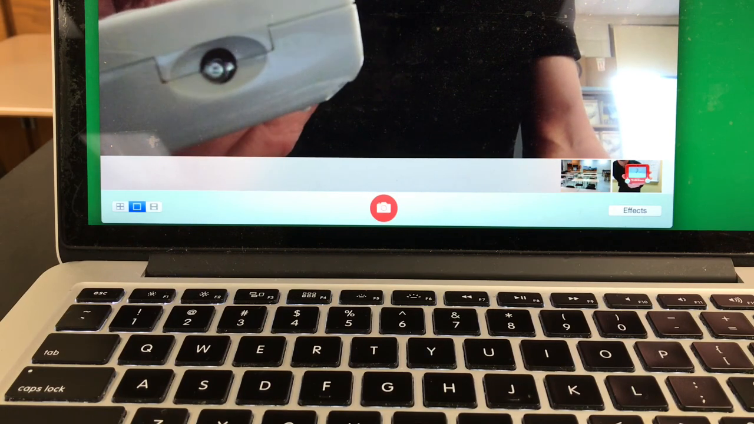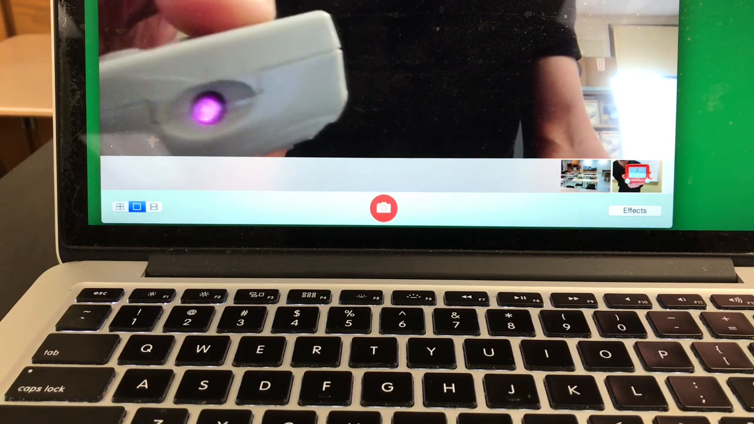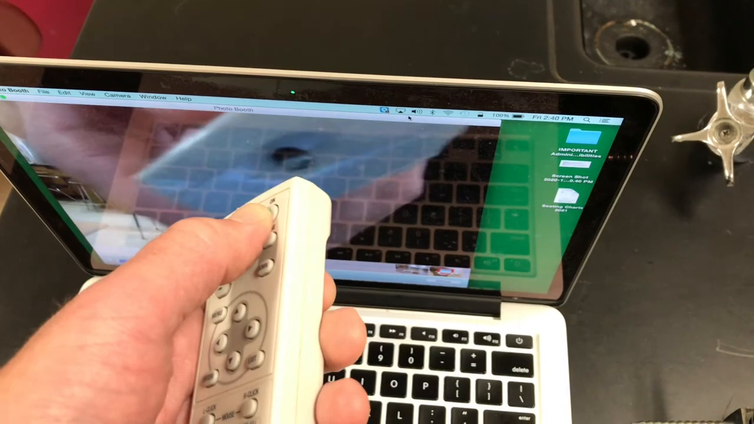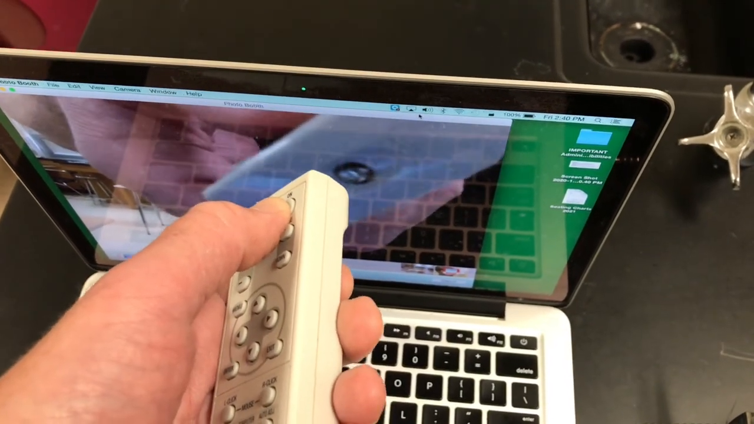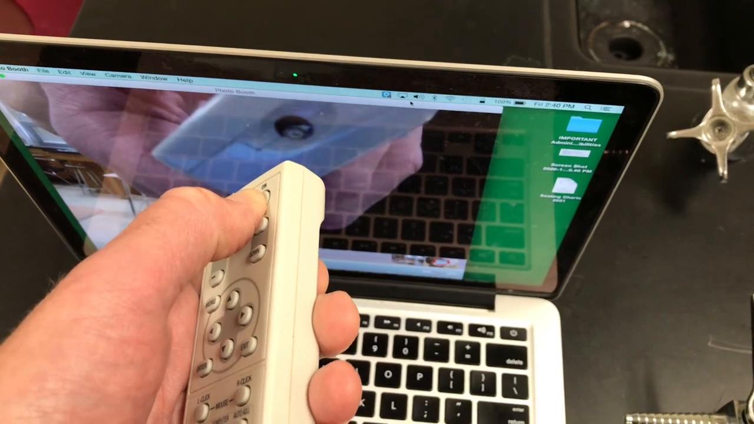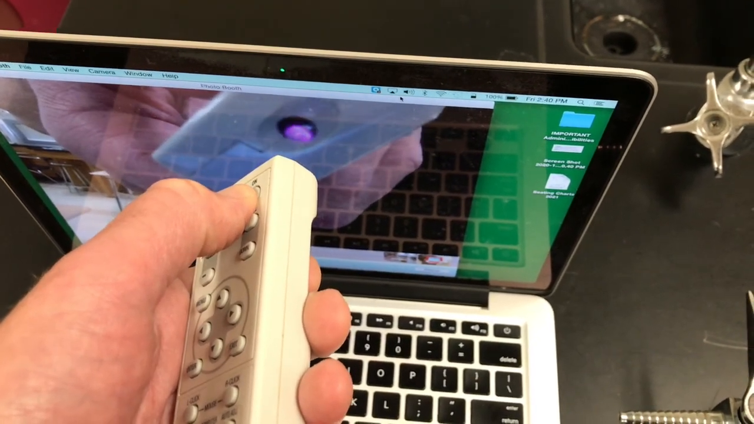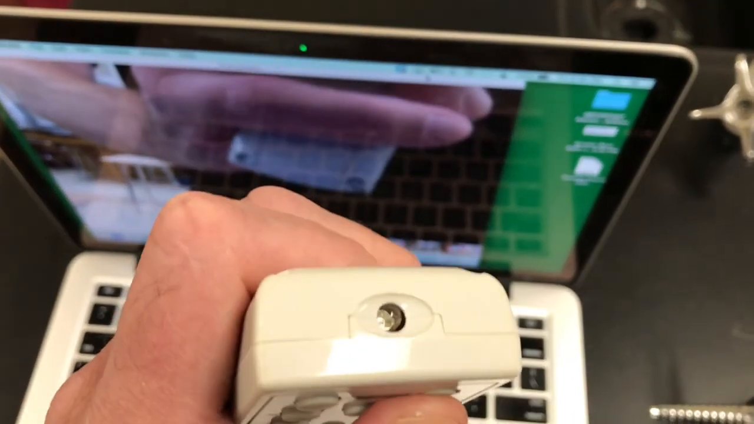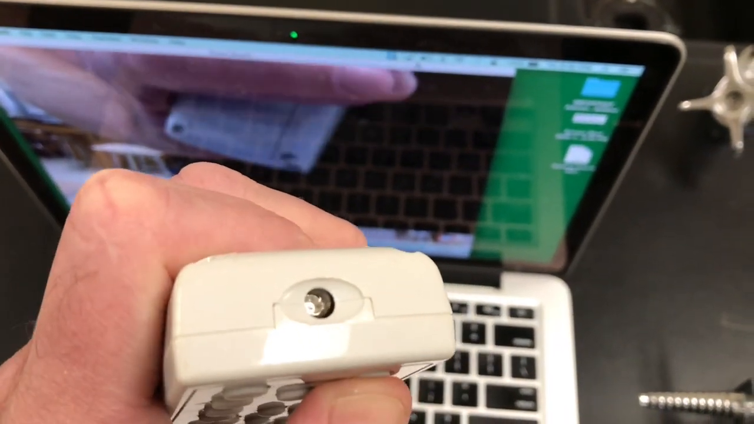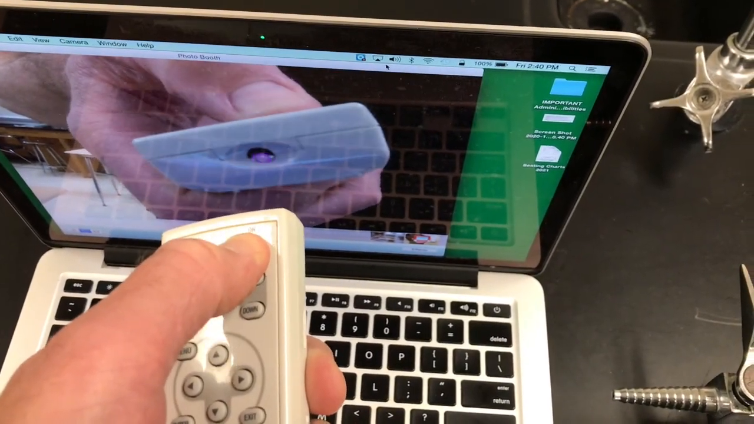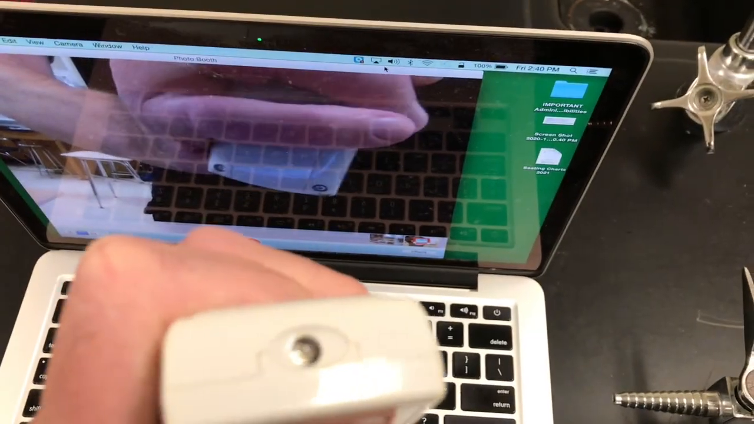So that's the computer camera showing it. I'll lift this up, show you how I'm doing this. There we go. You can see the IR light as translated by the computer camera. Doesn't work so much for this camera, but works for that one.